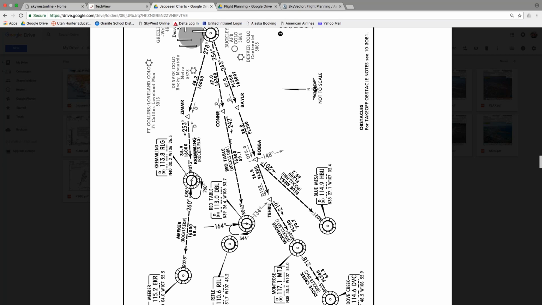So we just take 163.1, subtract our 152.5. That gives us what? 10.6. Sorry, 10.6. Okay, 10.6 miles past Meeker, right?